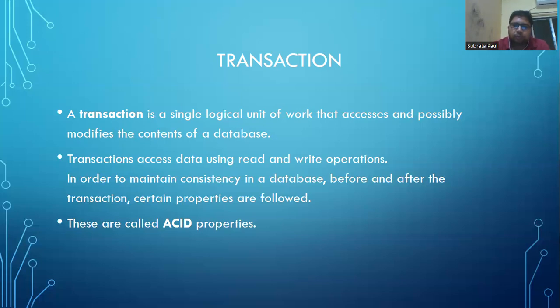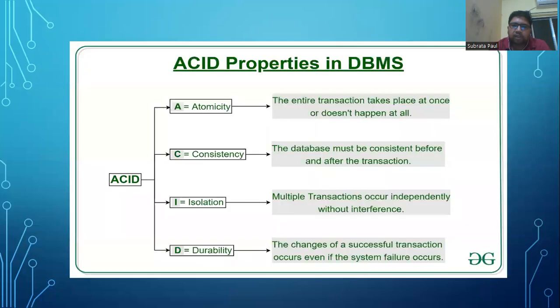Now, what are these properties? We will discuss them one by one. The first property is ACID. That means A stands for atomicity, C stands for consistency, I stands for isolation, whereas D stands for durability. If we define each of the terms, atomicity defines that the entire transaction takes place at once or does not happen at all, whereas consistency defines that the database must be consistent before and after the transactions. Isolation defines that multiple transactions occur independently without any interference. Durability defines that the changes of a successful transaction persist even after a system failure occurs.